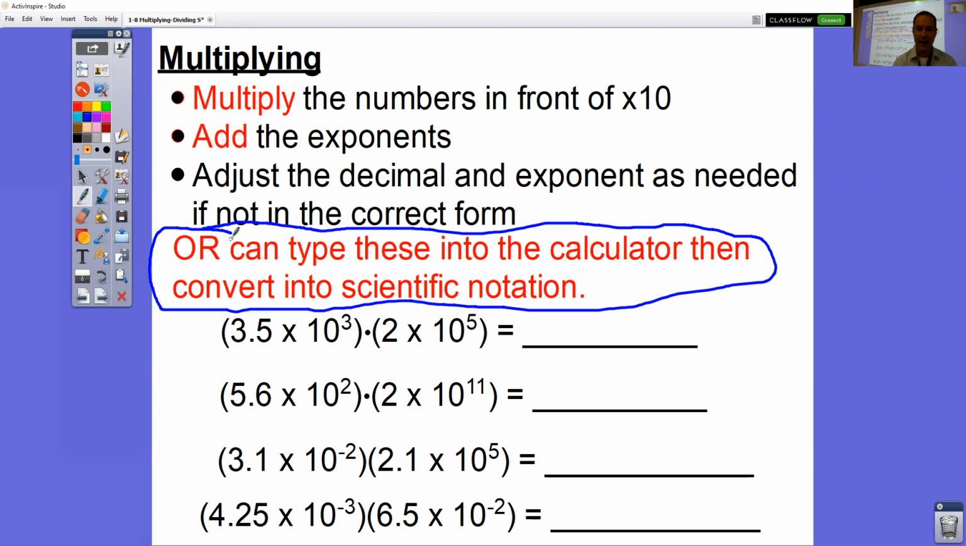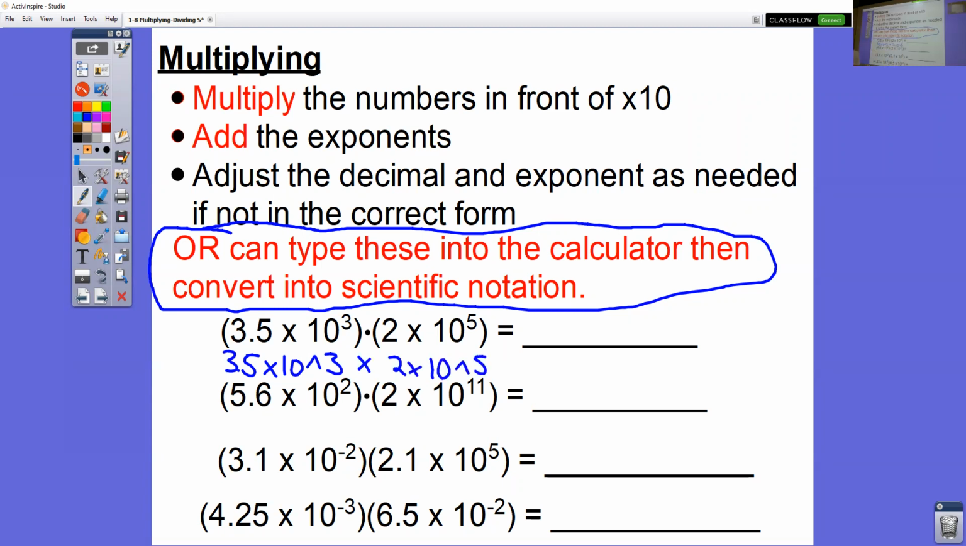Now make sure that for dividing questions, you type in the parentheses. If you don't type in the parentheses for dividing, you will get the wrong answer every single time. So take a look at these multiplying ones. When we go to type it into the calculator, you're going to type it in exactly how it says: 3.5 times 10 caret button 3 times 2 times 10 caret button 5.